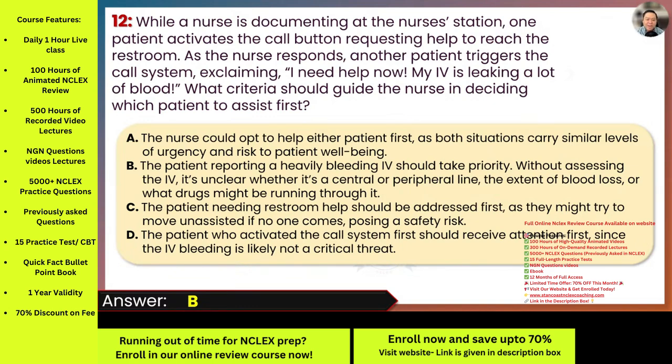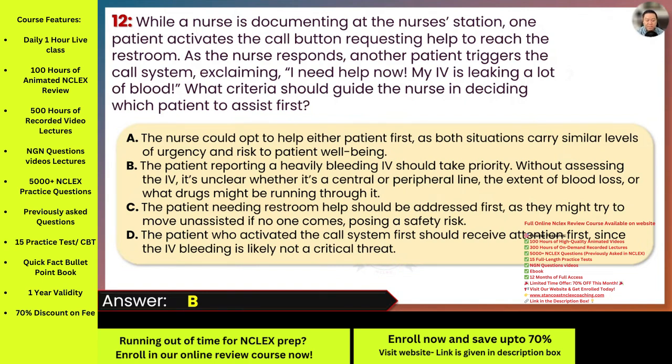In nursing prioritization, it's not about a first come, first served basis. Assuming that the IV bleeding is minor without assessing it is dangerous. Even peripheral IV issues can lead to significant blood loss, could lead to infiltration that can be a complication, and possible exposure to harmful medications. So again, prioritization is based on severity, not the time of request.